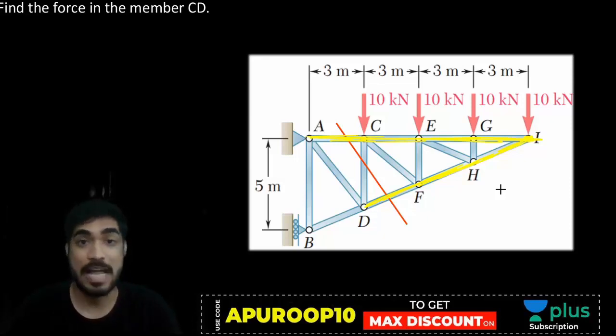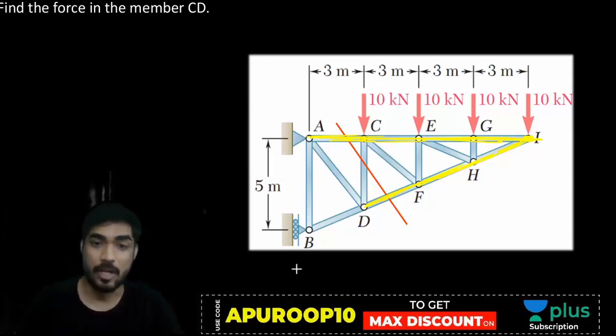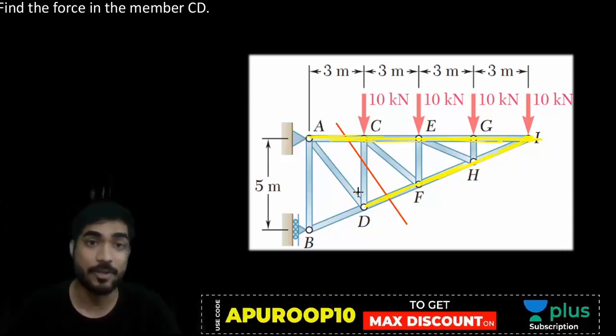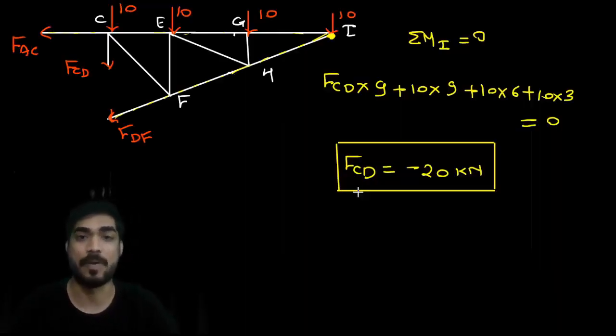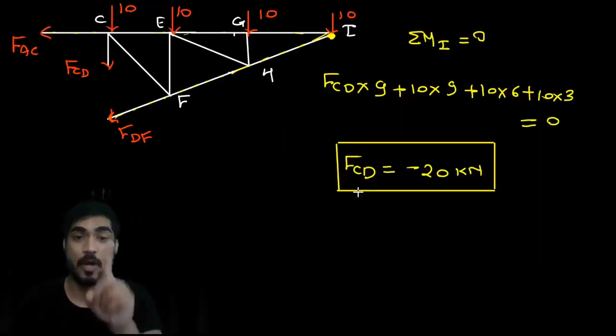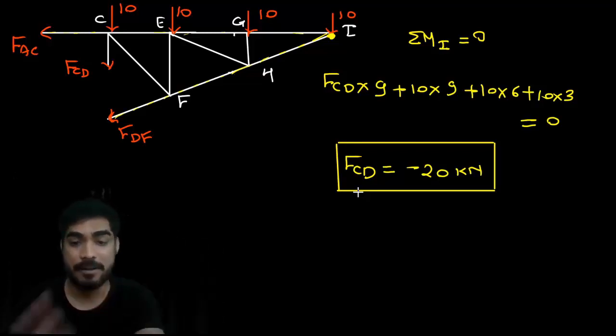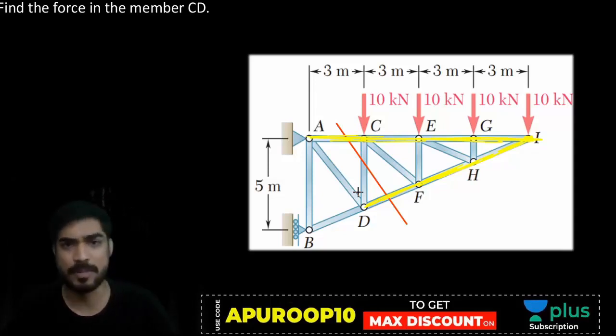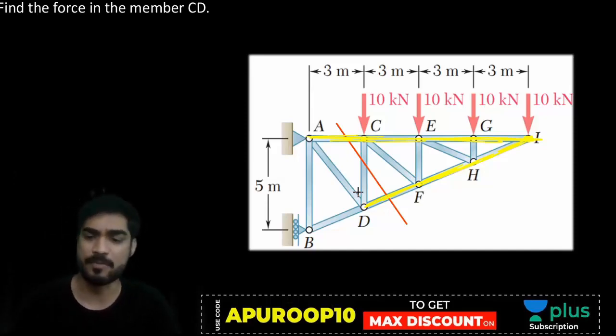If you use method of joint here, then my friend, first you will have to find the reaction, then you will solve joint B, then you will solve joint D, then you will get force in CD. It will take lots of time. But using method of section, we solved this problem in only one equation. So isn't it amazing? In maximum cases, you will use method of section. But that doesn't mean method of joint is not required. In some problems, method of joint will also be used, and in some problems, method of section will be used.